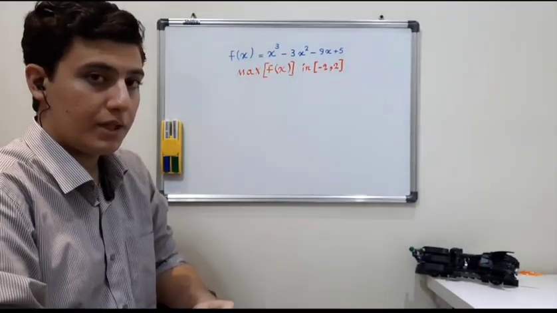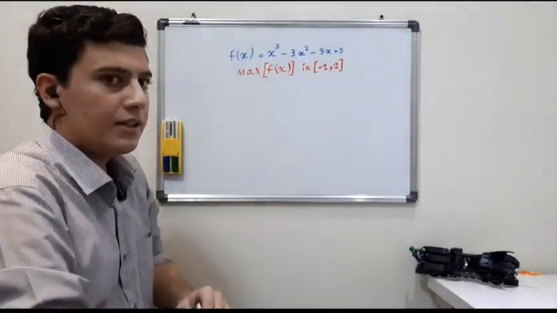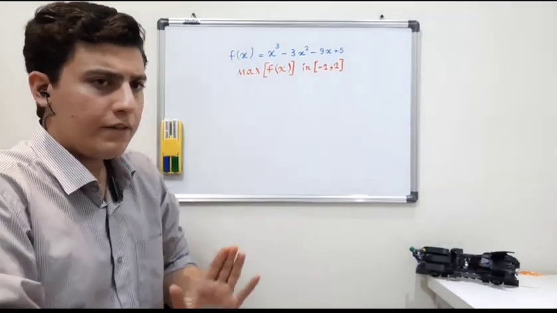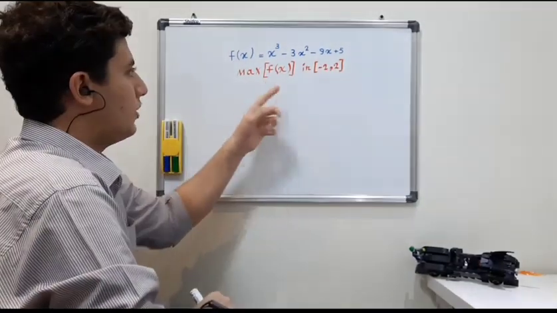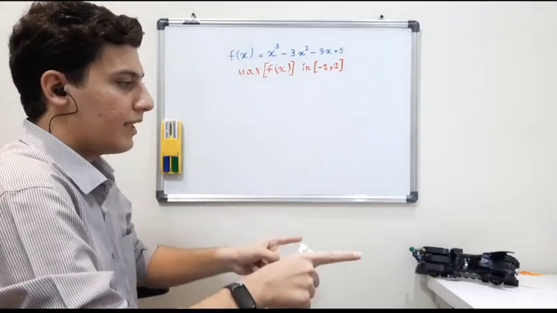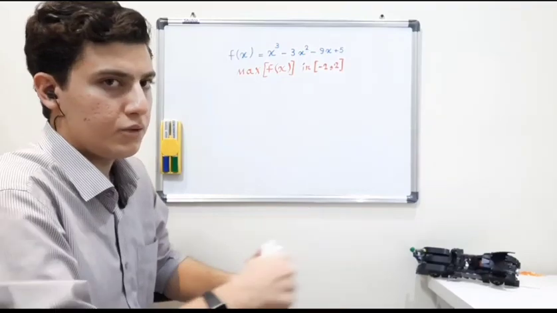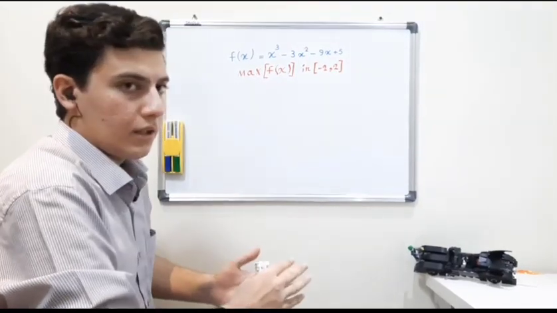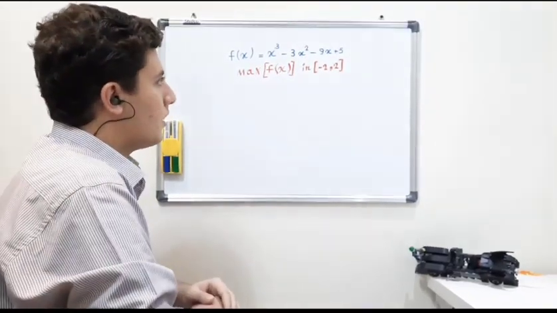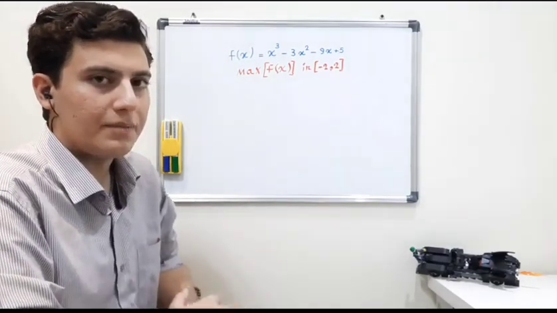to the power 3 minus 3x to the power 2 minus 9x plus 5, then find the maximum value of f of x in the bracket minus 2 till 2. Actually, I mean positive 2. Let's see how we should solve this problem.